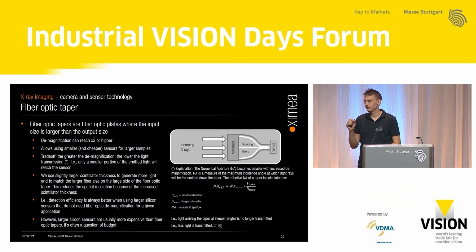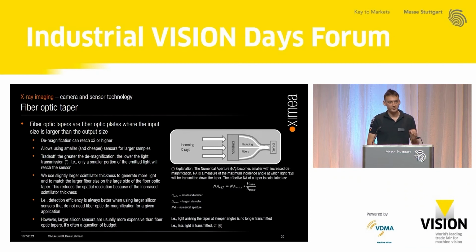The advantage is you can use smaller sensors and save some money on the sensor, because the sensor is the most expensive part in all of our cameras. However, using fiber optic tapers has a disadvantage. The greater the demagnification, the lower the light transmission. And that means only a small proportion of the light is going to be delivered to your sensor. And to overcome this issue, we use larger scintillator thickness to generate more light. But as you know, this also comes with the disadvantage that the spatial resolution is lower.